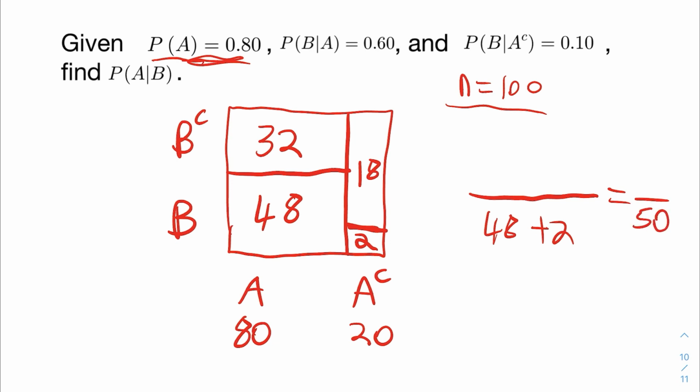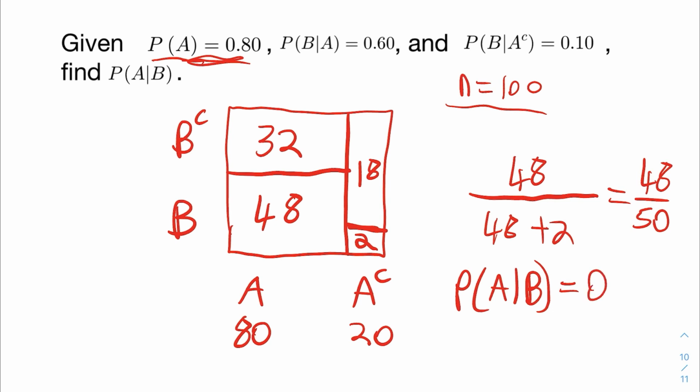On top, I just need to know how many are A that were already in B. I know there's 50 total already in B. I just need to know how many of those are also in A. And I see that there's 48 that are both in A and B. So that's 48 out of 50. And that means the probability I'm looking for, the probability of A given B, is just equal to 48 out of 50, or 0.96.